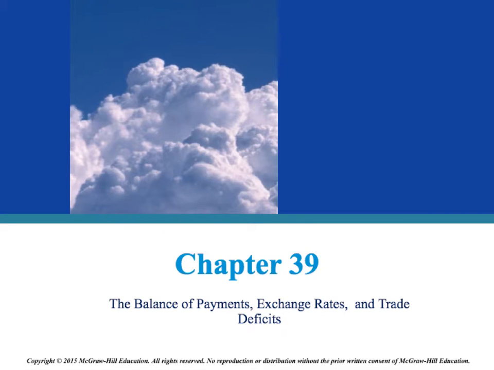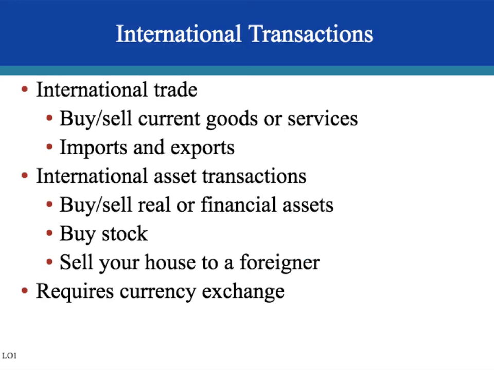All right, Chapter 39, talk a little bit about the balance of payments, exchange rates, and trade deficits. The United States has an open economy, so they engage in international trade. And so when they import and export goods and services to other countries, there is also an exchange of currency.